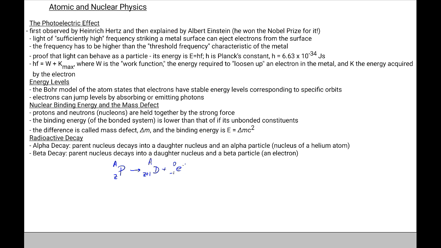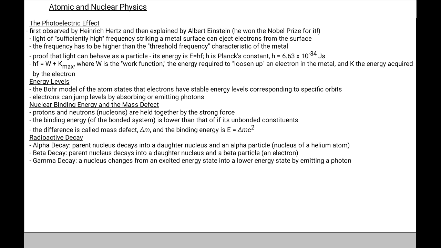If we're dealing with a production of a positron, then we're going to say that we have this thing. So positron would be +1 and 0. So then here we have Z minus 1 and A. So these are the 2 examples of the beta decay.